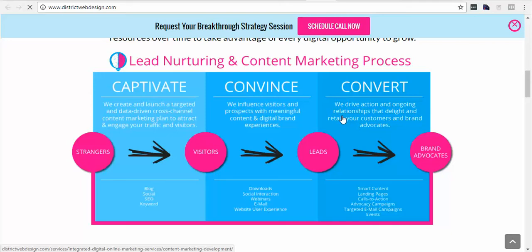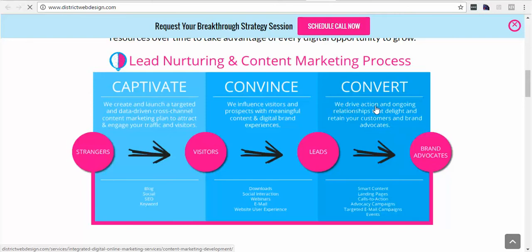Driving action and ongoing relationships that delight and retain your customers and brand advocates. So this is, it almost feels like you're missing a step here. This is, again, it's good stuff. It's all right, but we probably want to talk about sales before we talk about retaining customers and getting brand advocates. So I would actually probably work that into the copy.